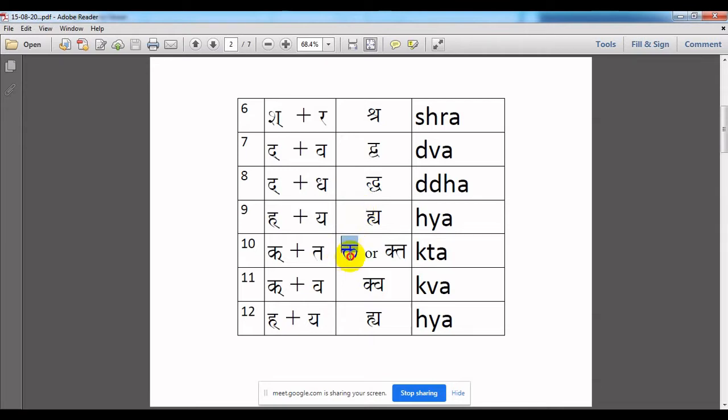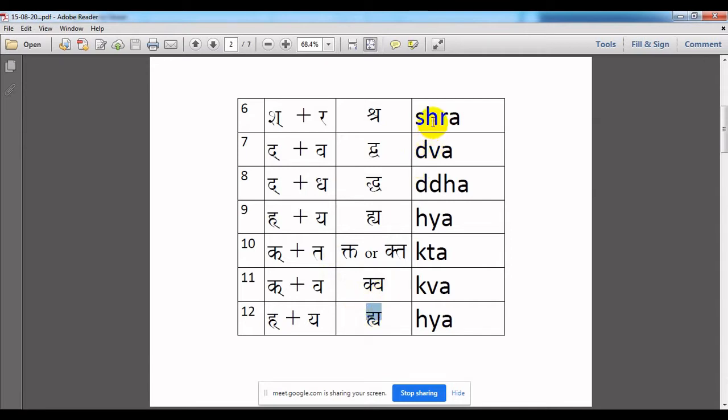Number 10, you can check, Kta, K-T-A, that can be written in two ways. Somewhere you will see Kta like this, and in some books you will see kta like this. So please read it properly, check it properly, it can be either way. Akta. Number 11, Akwa. Number 12.